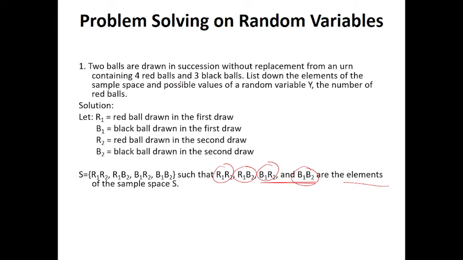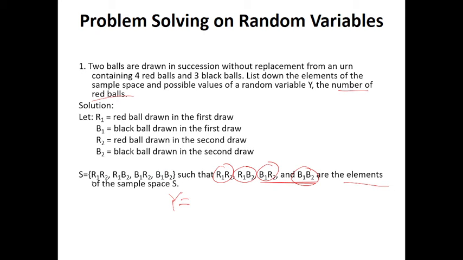So, list down the elements of the sample space and possible values of a random variable y, the number of red balls. So, sabihin niyan, what are the possible values of the random variable y? Ano ba yung random variable y natin daw? Number of red balls. Possible values ng random variable. So, tingin tayo sa mga outcomes ng sample space, yung sa mga elements ng ating sample space.